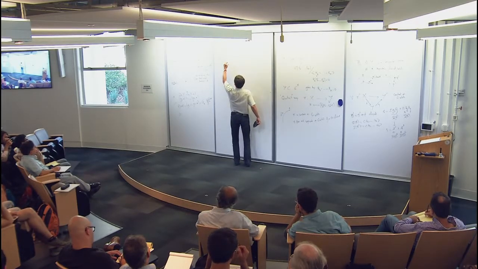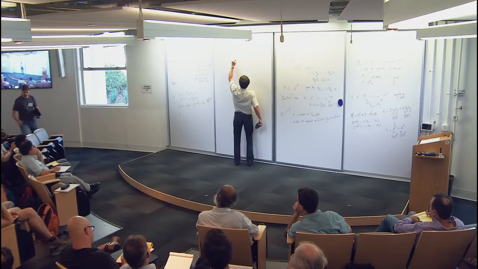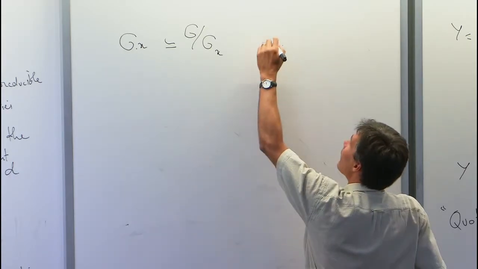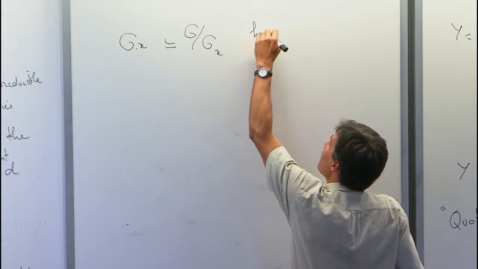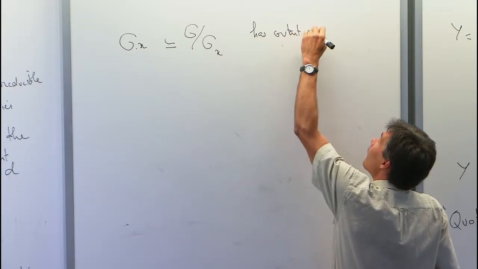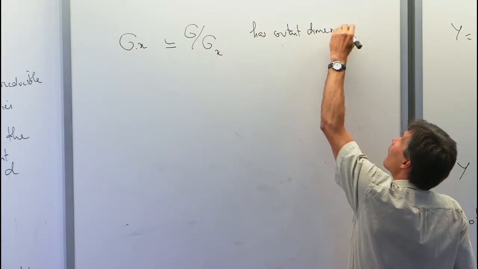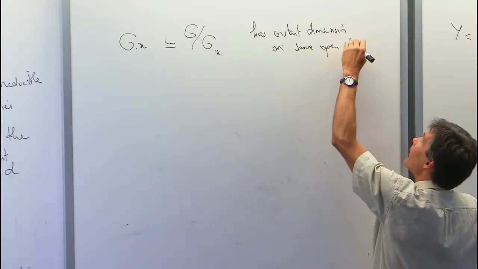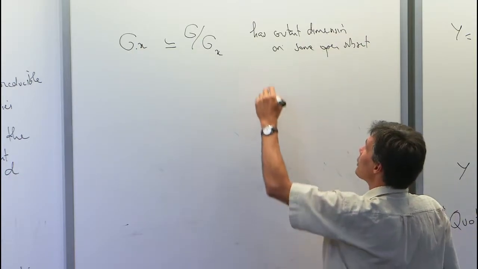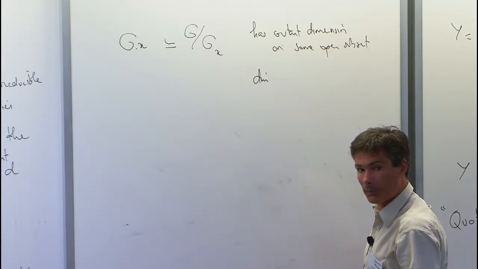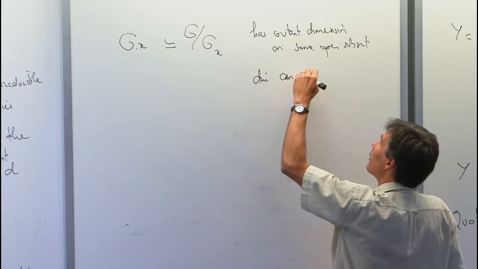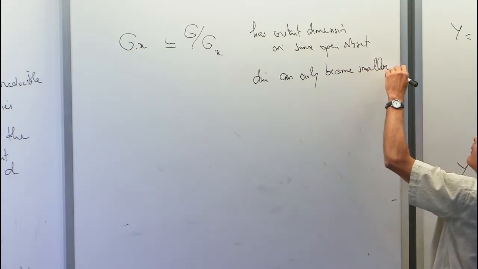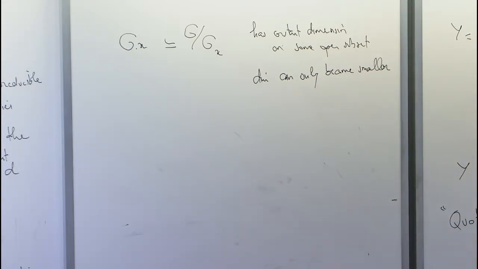The orbit of a point x is essentially the same thing as the quotient of the group by the stabilizer. You divide by the stabilizer, so this tells you that the orbits have constant dimension on some open subset, and the dimension can only become smaller. That's typically what happens in this context.